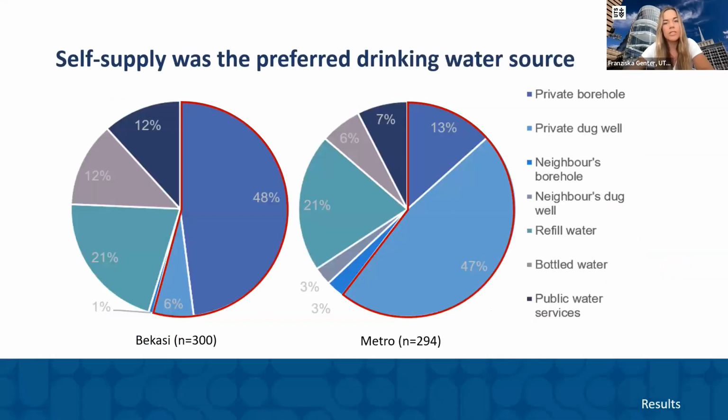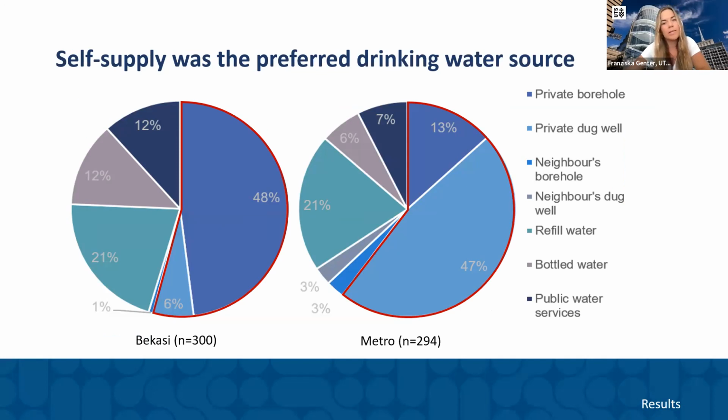The study showed that self-supply was the preferred drinking water source because of the perceived safety, taste, and appearance at both study sites. Private boreholes were predominantly used as a main water source for drinking and also domestic uses in Bekasi and private dugwells in Metro.